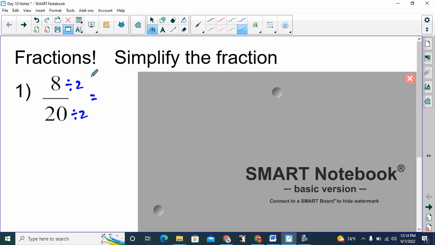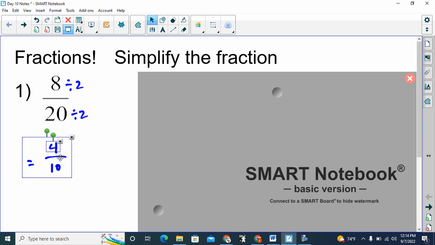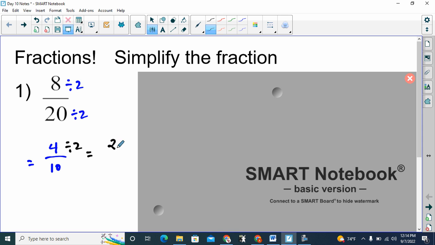So dividing 8 by 2 gives me 4. And 20 divided by 2 is 10. So now we've got 4 over 10. We want to try to continue simplifying if we can. 4 and 10, again, they're both even numbers, so I could divide them both by 2 again. Dividing the top by 2 gives me 2, and dividing the bottom by 2 gives me 5. 2 over 5. Well, the only things that go into 2 are 1 times 2. 5's not divisible by 2. So we're finished. There is no common factor between 2 and 5, so the answer is 2 over 5.